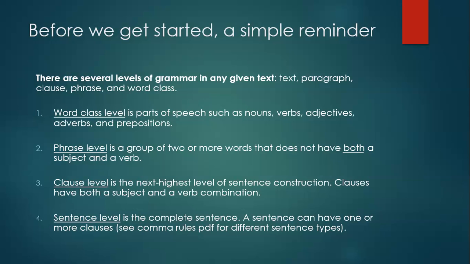Clause level is the next highest level of sentence construction. Clauses have both a subject and a verb combination. Sentence level is the complete sentence. A sentence can have one or more clauses. See Comma Rules PDF for different sentence types.